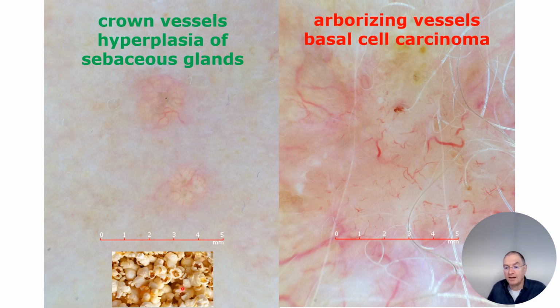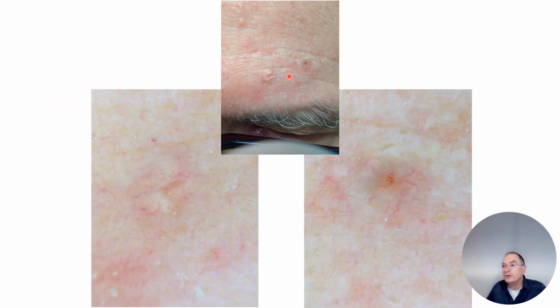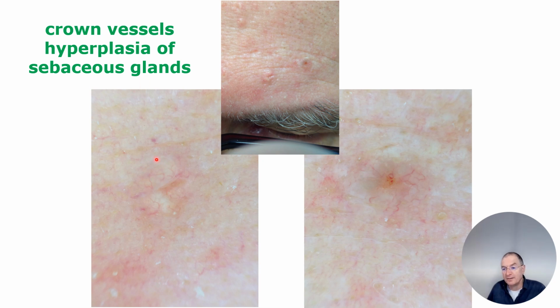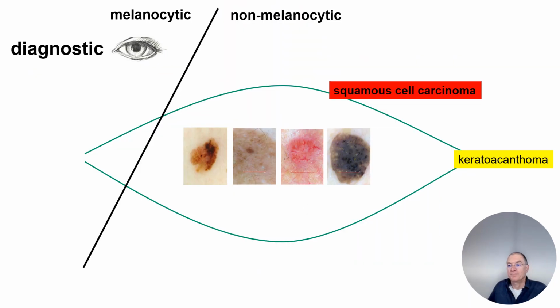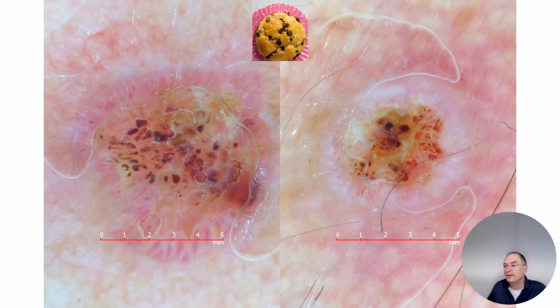Hyperplasia of sebaceous glands I like to compare a little bit with popcorn, and here are two lesions on the forehead of this man. We see these lesions, and on the left hand side what do we have? Crown vessels with these yellowish parts, clots, globules: hyperplasia of sebaceous glands. Right hand side we have arborizing vessels, a little bit of ulceration, and then we know we have the basal cell carcinoma.